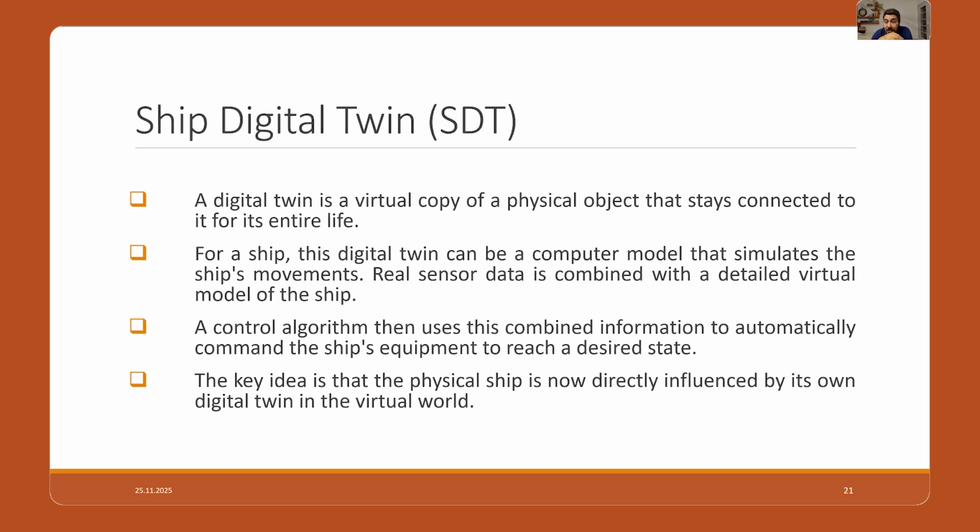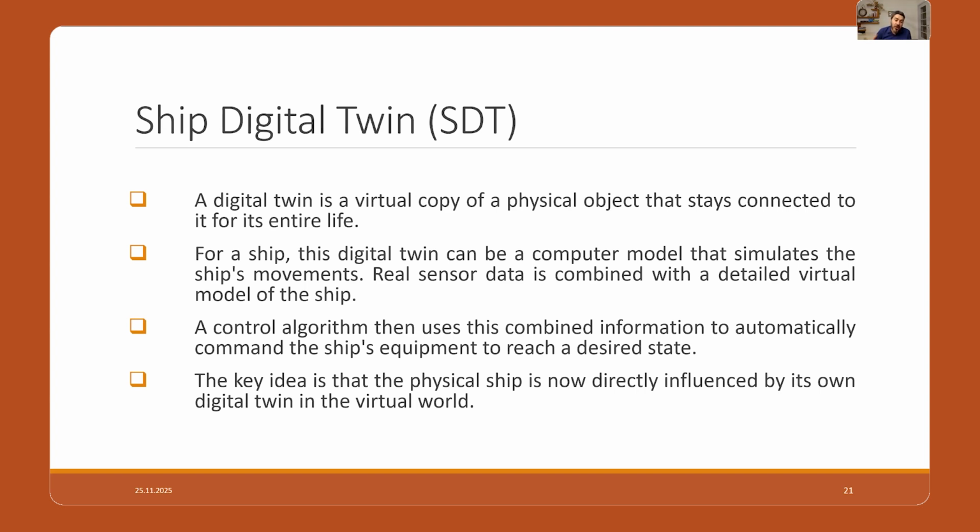In a ship digital twin, real sensor data is fused with a high-quality virtual model or high-fidelity kinematic models. A control algorithm then uses this combined information to generate commands that guide the ship to its desired state. Ultimately, the physical ship is now controlled and influenced by its virtual counterpart, which was missing in digital shadow.